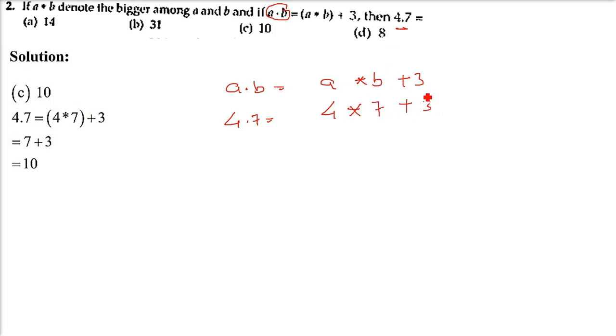But what is the operation? It is given that A star B denotes the bigger among A and B. So which one is bigger, 4 or 7? 7 is the bigger one. So just write 7 here and then add 3. What do you get? You get 10. This is C.